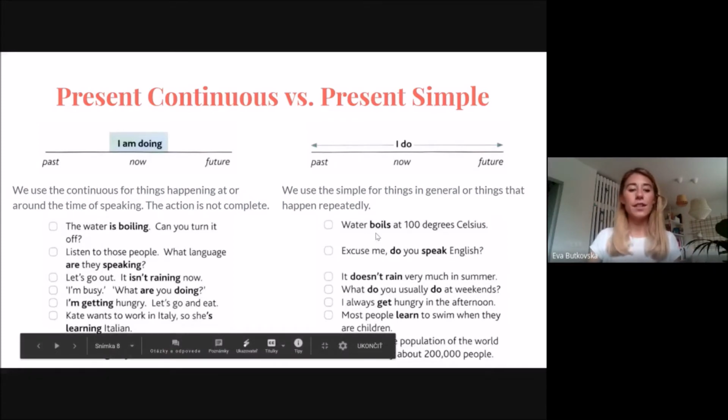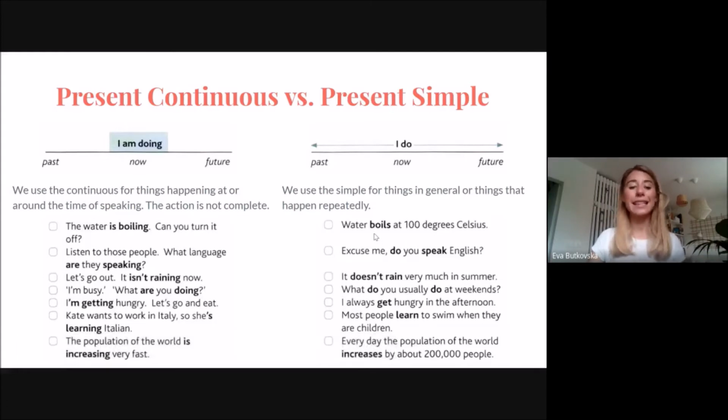So next sentence, Kate wants to work in Italy, so she's learning Italian. So it's happening all the time. Maybe not at the moment, but she started in the past and she's still learning. But the sentence, most people learn to swim when they are children, it's a general truth or general fact. Therefore, we use present simple.